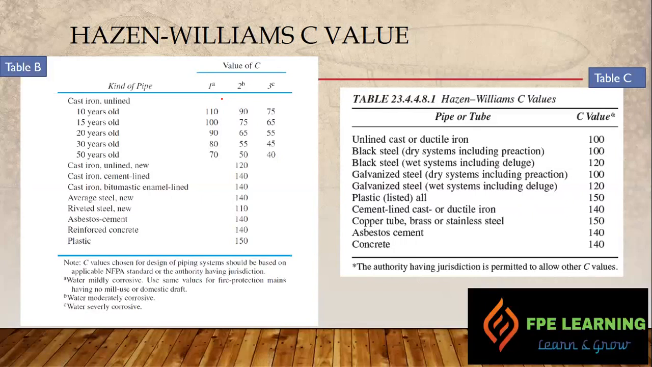Now, this table on the right from NFPA 13, chapter 23, they have taken this data for old piping, not for new piping, because they want to make sure that even after 20 years, the pipe performs as it is designed, right? So between these values and the values on the left, you can see there might be some fluctuations. And if the AHJ wants to use other C factors, they can use them.